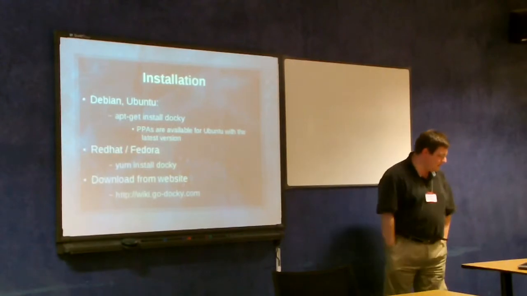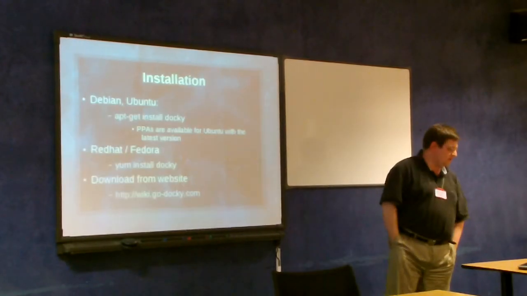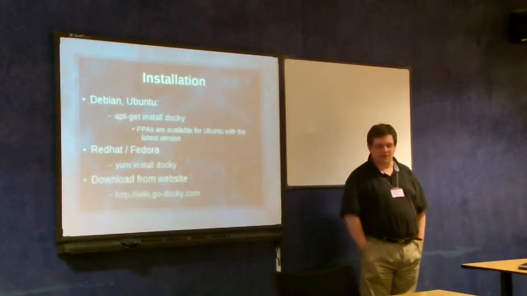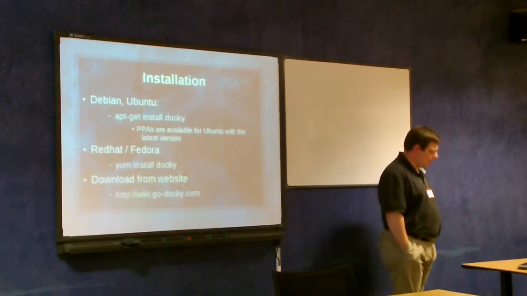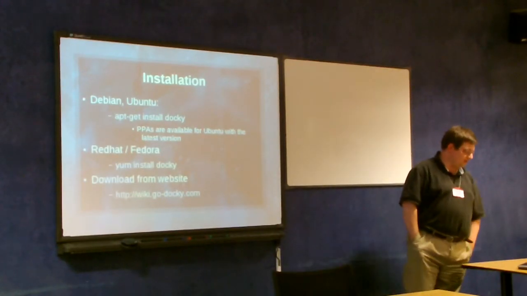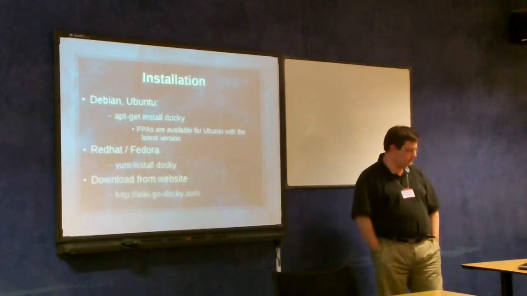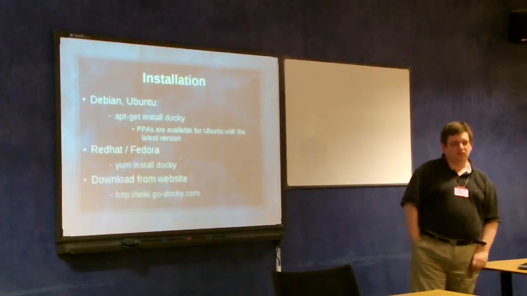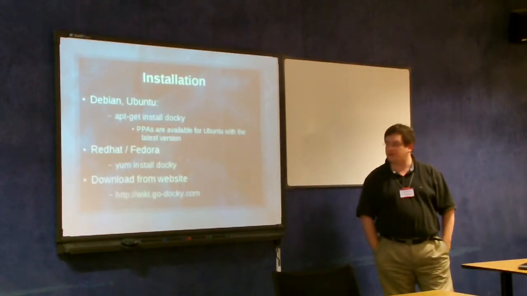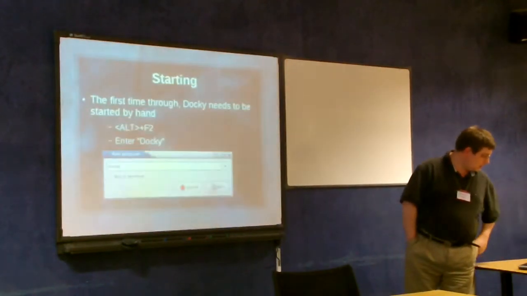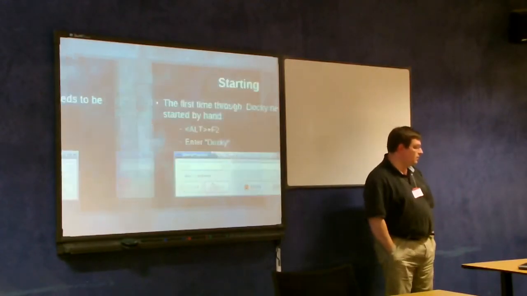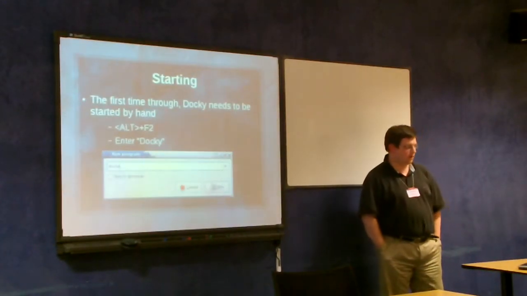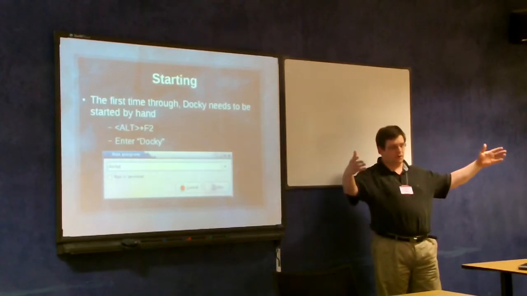Anyway, to install it on Debian and Ubuntu, apt-get install docky. It might be docky 2 on Ubuntu. For Red Hat, you can download the source. I just installed the standard version that's in Debian Squeeze. There is a later version. First time through, Alt F2 to run it. It pops up the icon bar at the bottom with some default icons.